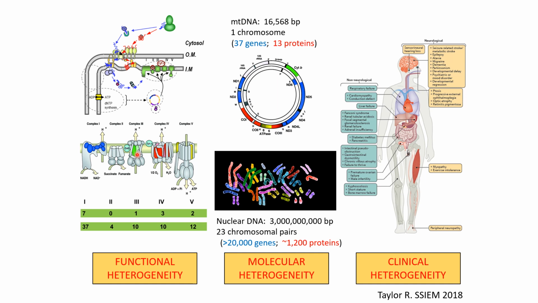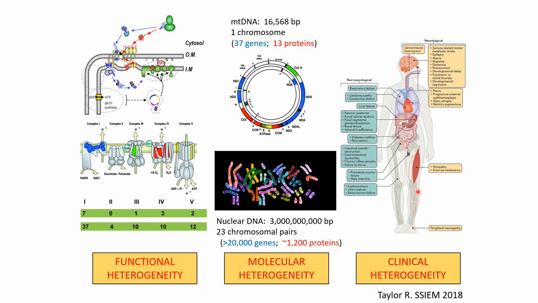There are three types of heterogeneity in mitochondrial disease. One is functional heterogeneity, that respiratory chain subunits are coded by mitochondrial DNA and nuclear DNA and have complex mechanisms to function the oxidative phosphorylation. Second is molecular heterogeneity, that mitochondrial DNA has 37 genes and codes 13 proteins, and nuclear DNA has more than 20,000 genes and codes up to 1,200 mitochondrial proteins.